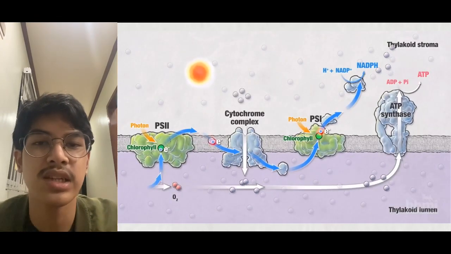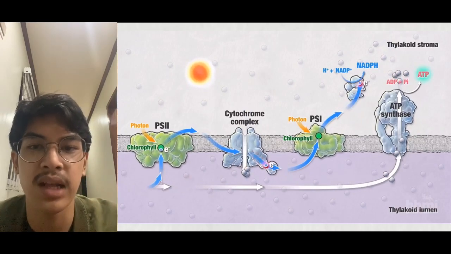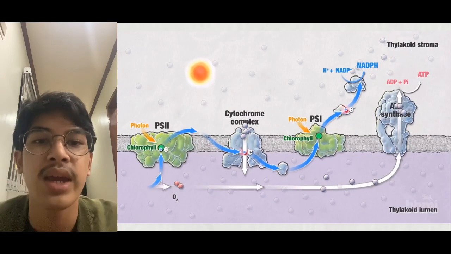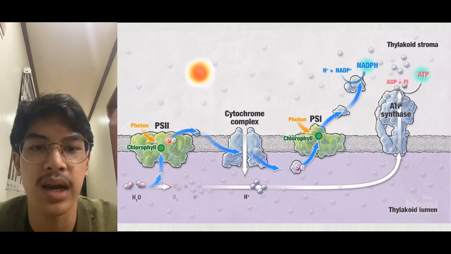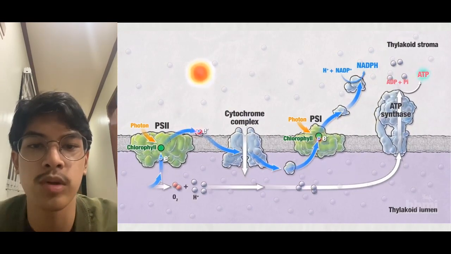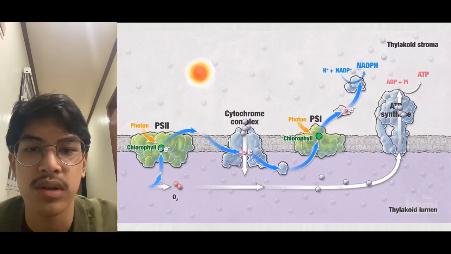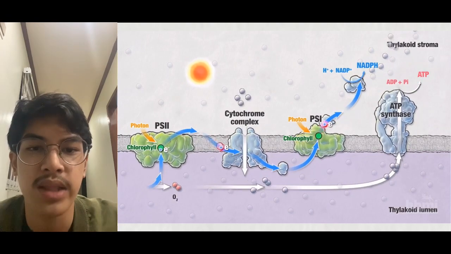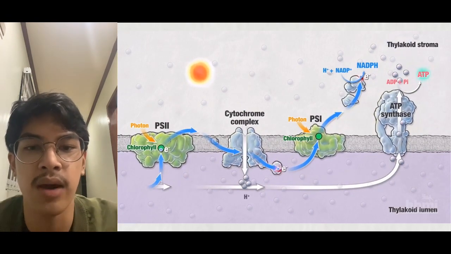Remember that this light-driven electron transport chain is usually continuous in the presence of sunlight. It encompasses a series of chemical reactions that involve light absorption, energy conversion, and electron transfer carried out by the photosystems and other enzymes on the membrane of the thylakoids.